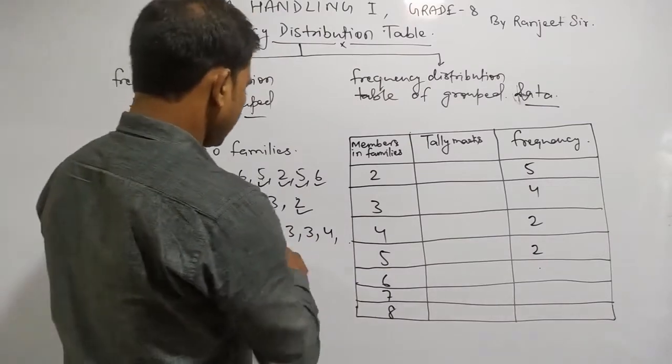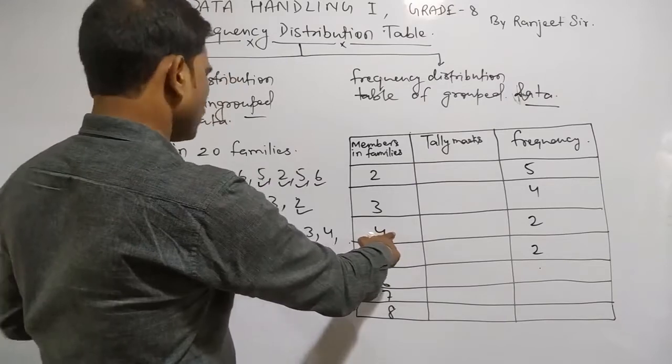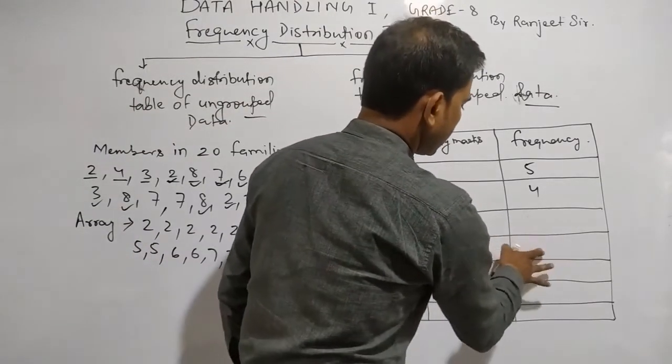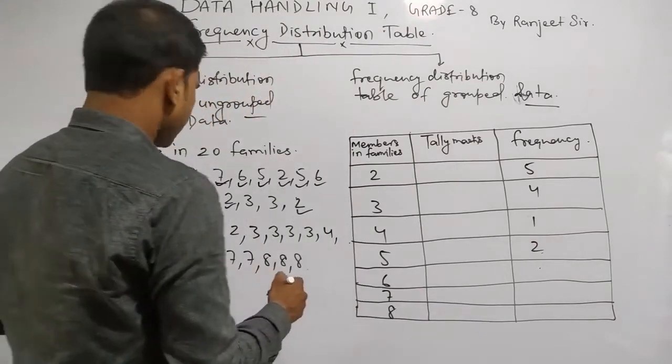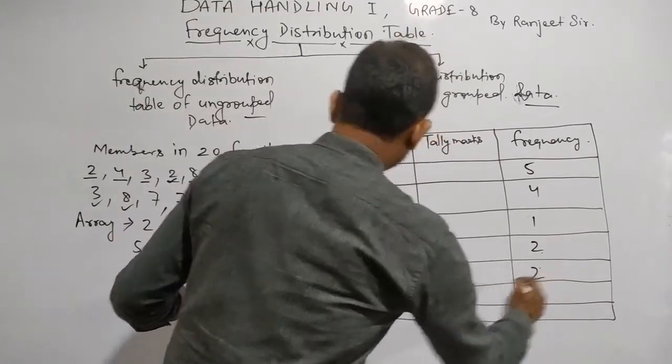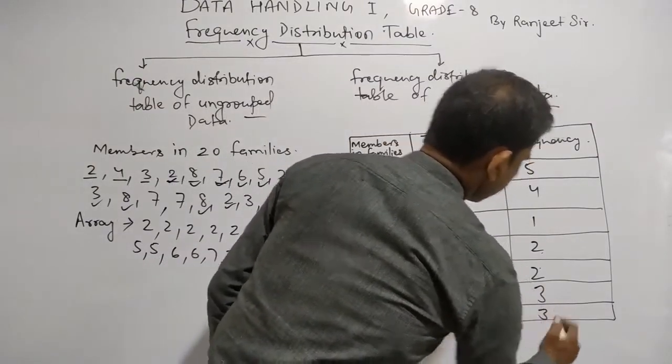3 is there 4 times, which I have mentioned here. 4 is there 1 time, which I have not mentioned, and that is also required. So now 5 is there 2 times, done. 6 is there 2 times, 7 is there 3 times, and then 8 is also there 3 times.